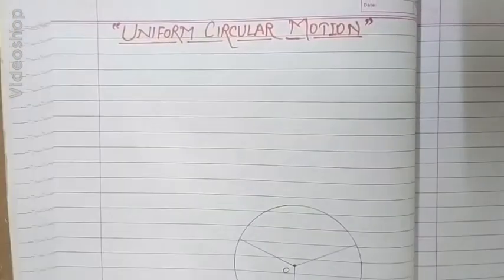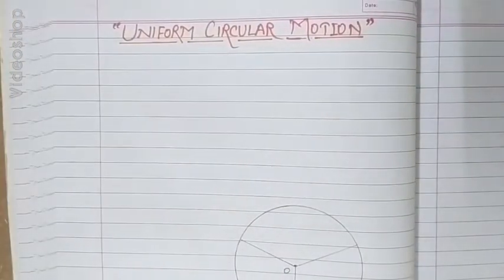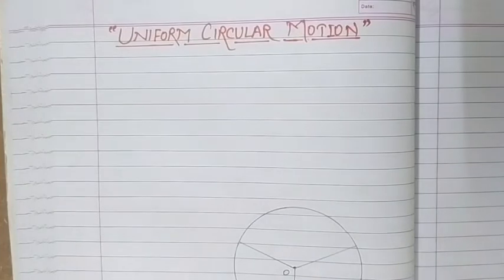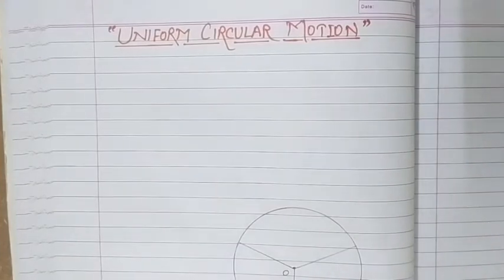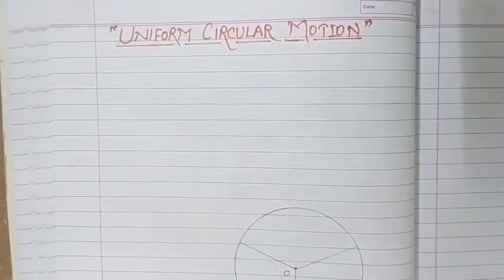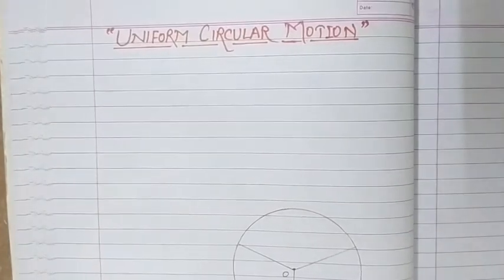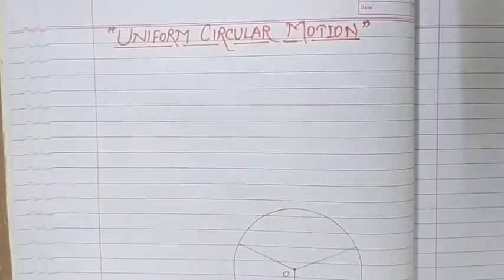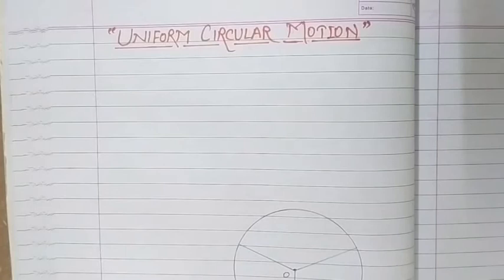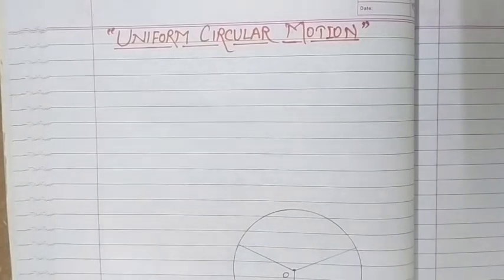Hello students, this video is about uniform circular motion. As the name suggests, it is a circular motion which is uniform. We can define uniform circular motion of a particle such that if a particle moves along a circular path with constant speed, then its motion is said to be uniform circular motion.